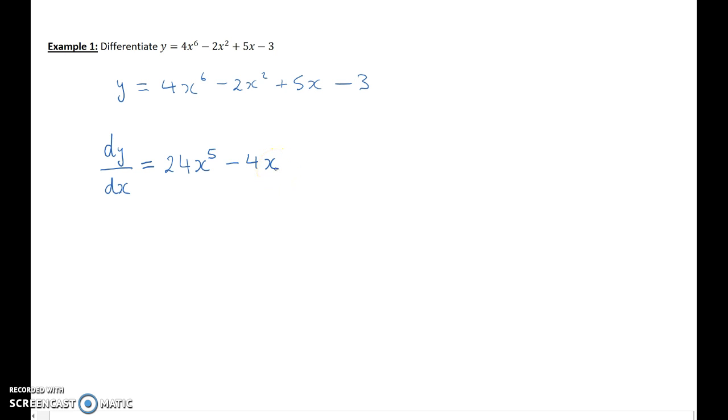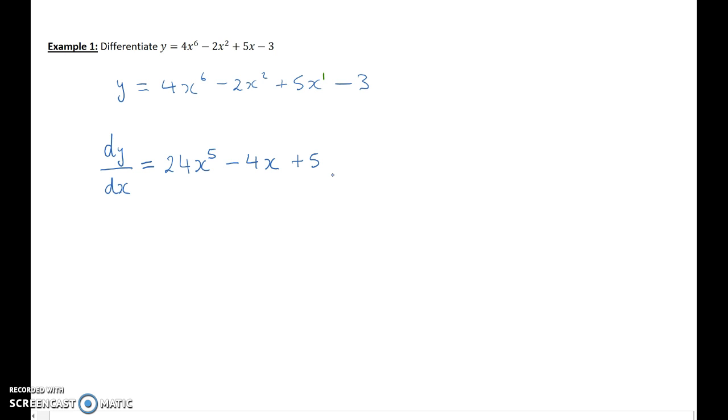The last one might be a little bit unusual when we see 5x there. But 5x is actually the same as 5x to the 1. Now we don't usually write the 1, but let's put it in there this time. So multiply down by the power. 1 times 5 is 5, and reduce the power by 1 would be x to the 0. In fact, we can change that right now. Anything to the power of 0 is 1, so this just becomes 5 times 1, or simply 5.